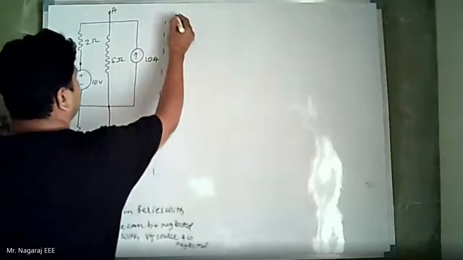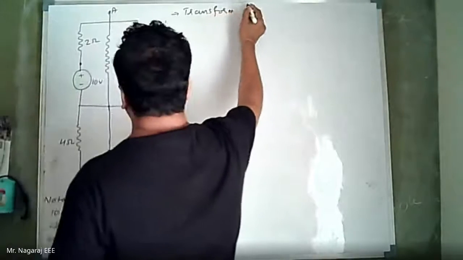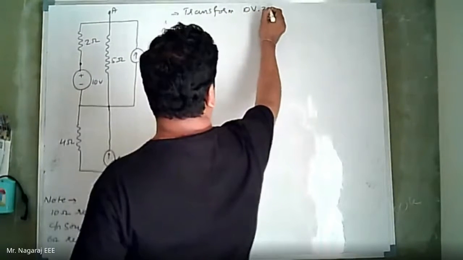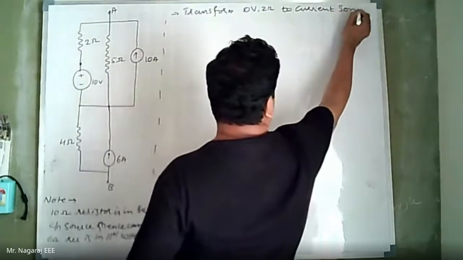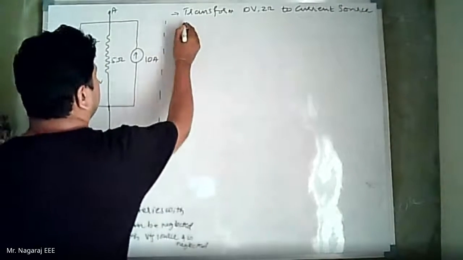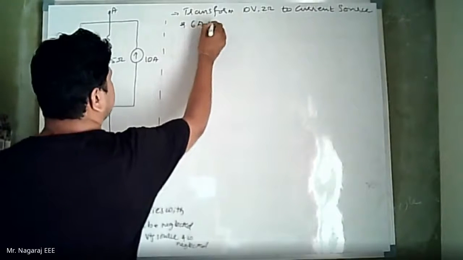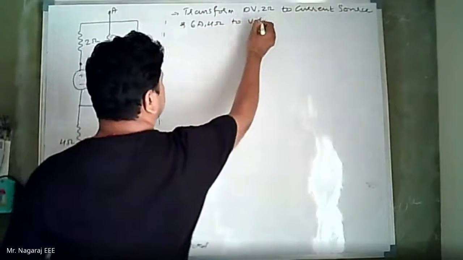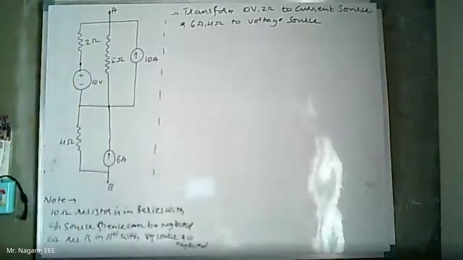Okay, so now transform the 10 volt 2 ohm into a current source, and the 6 amps 4 ohm into a voltage source.